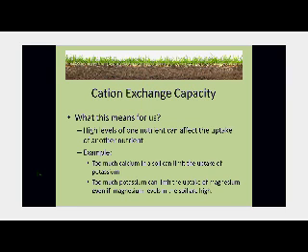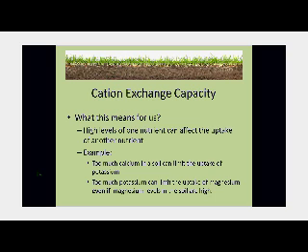Okay, more on the cation exchange capacity. What happens here is that if you have a high level of one nutrient, it can affect the uptake of another nutrient. For example, if you get too much calcium in a soil, it can limit the uptake of your potassium. Or if you get too much potassium, it can limit the uptake of magnesium, even if your magnesium levels are considered to be high in the soil.